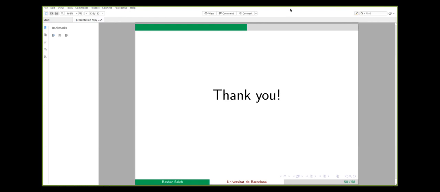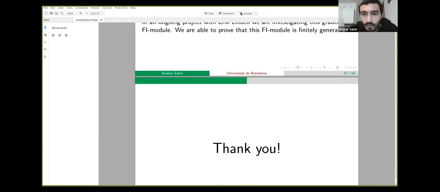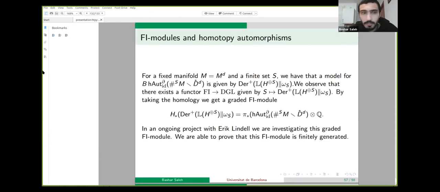Yeah. So this action that you don't know how to model, I didn't get it very well. Are you trying to compute the deck transformations of B Aut 1 of X? So, let's go back.